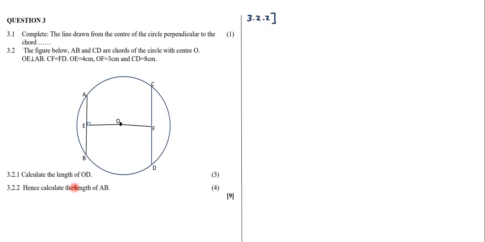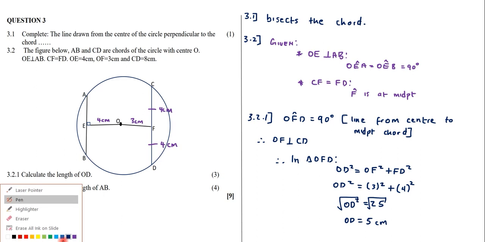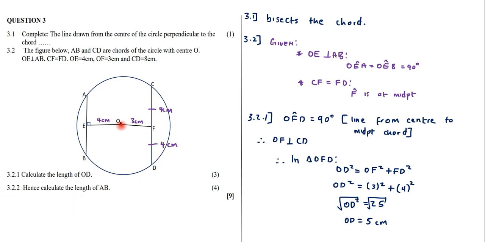Now let's go ahead and look into the second question, 3.2.2. So 3.2.2 says, calculate the length of AB. Going back to where we have our information, what we're going to do here is insert that OD there so that we can see the recent updates. So we see that we have 90 there, and we know that this is 5 centimeters, and so now we want to calculate the length of AB.